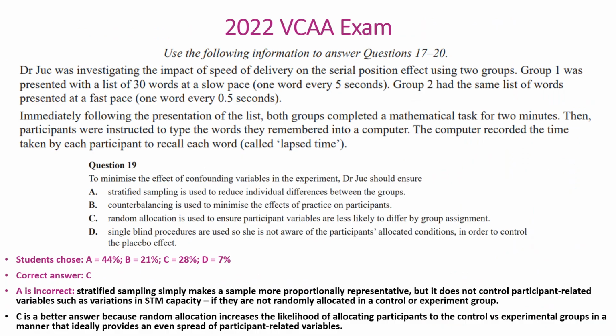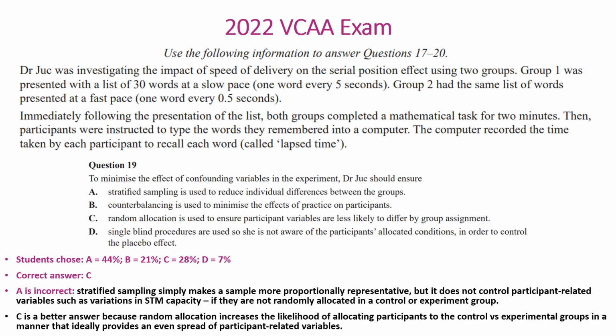Now, again, check out the stats on this. This question stumped students from a couple of years back. They've loved the use of stratified sampling to minimize the effect of the CV on the experiment. Now, the problem with this is that stratified sampling is used to make our sample more proportionally represented, so that we've got all our minorities represented in a sample, but it doesn't control for confounding variables.